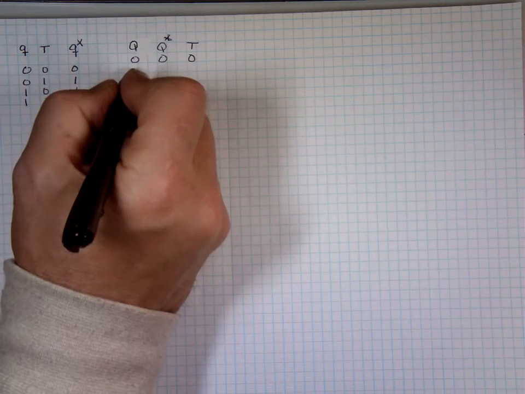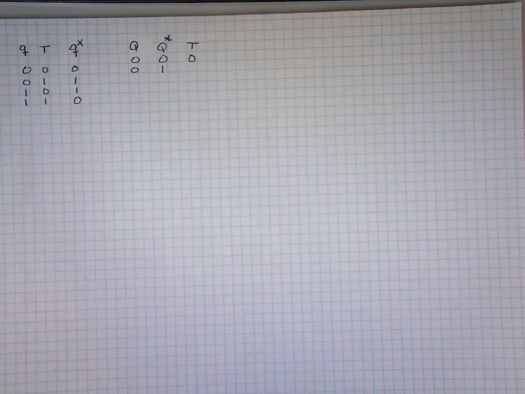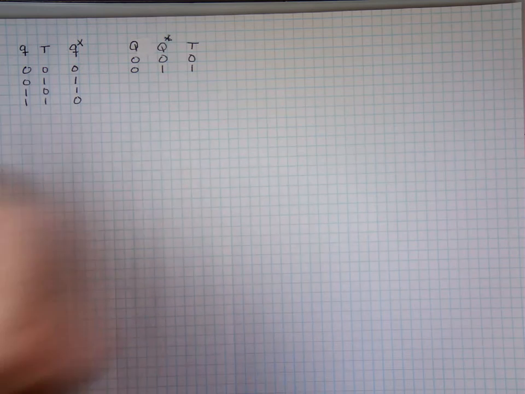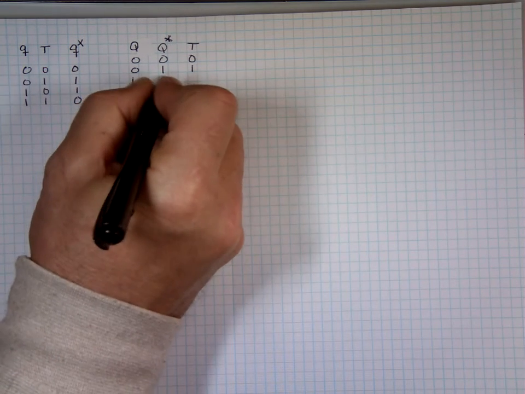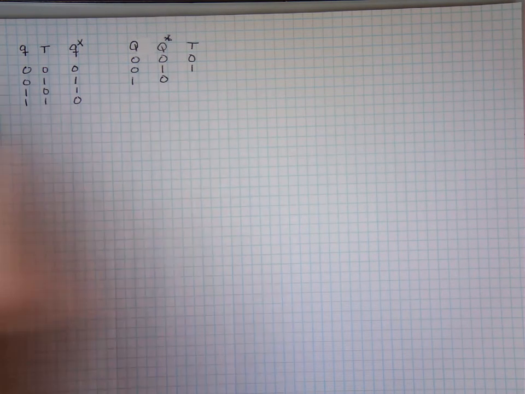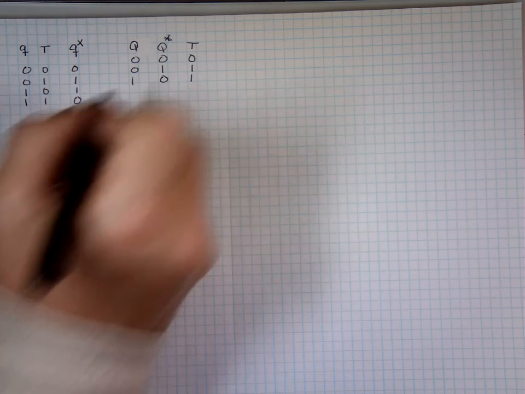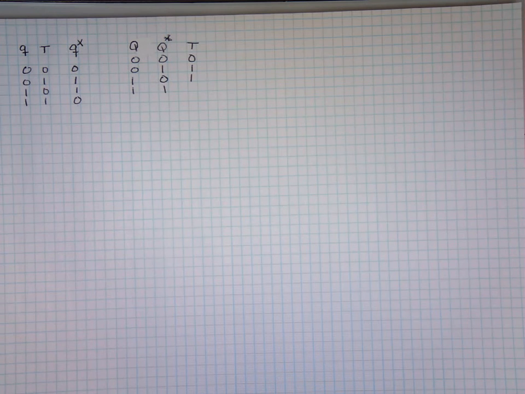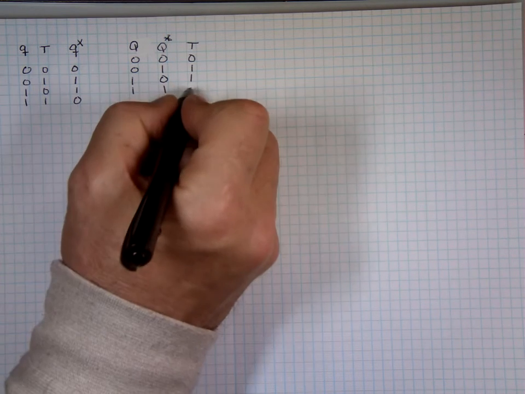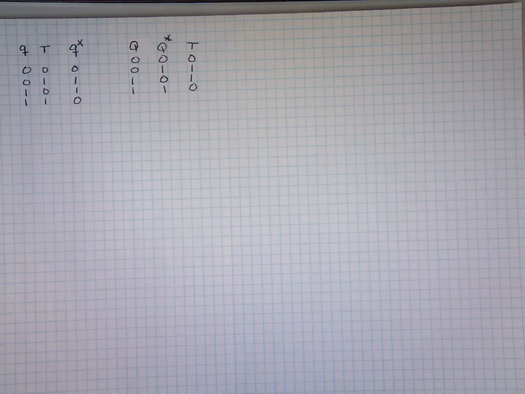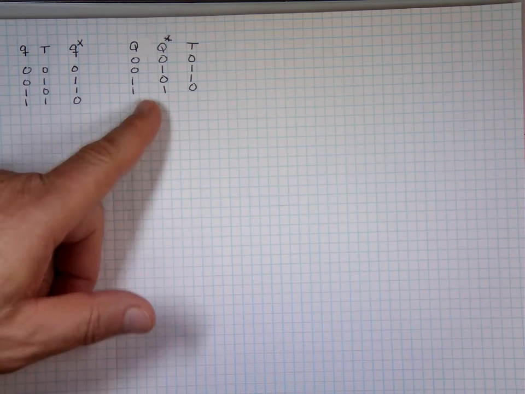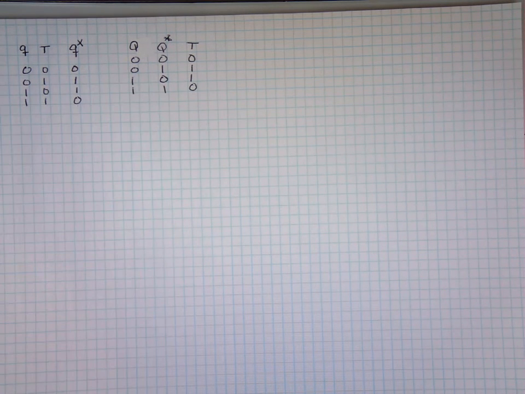From 0 to 1, T will have to be 1. From 1 to 0, T will have to be 1. And from 1 to 1, T will have to be what? 0. If it stays the same, T is 0. Since I did the first flip-flop, I did the T. If it stays the same, T is 0. If it changes, T is 1.